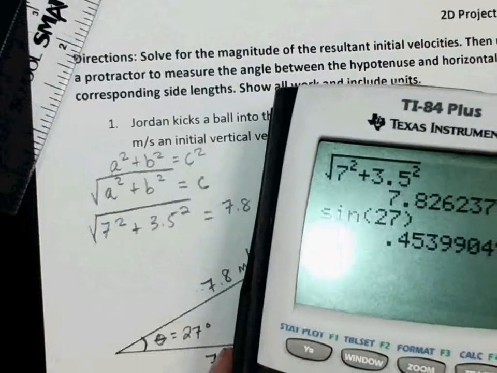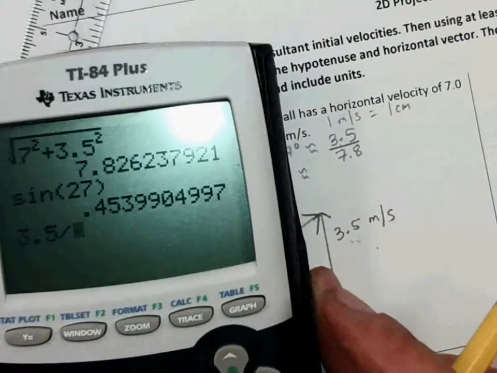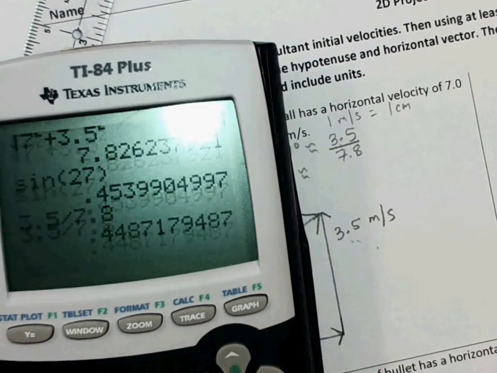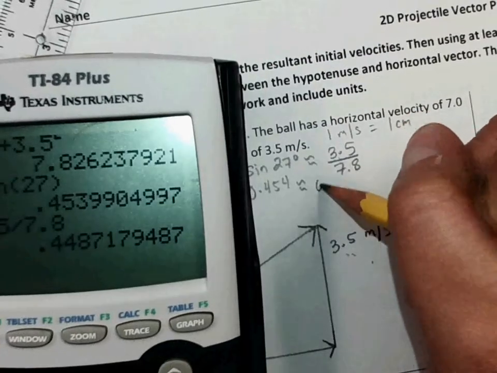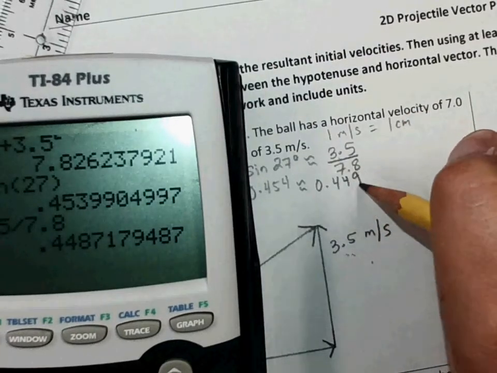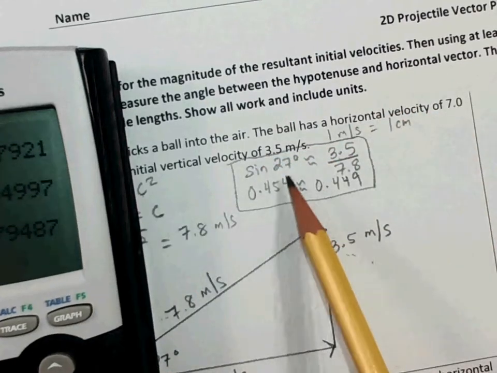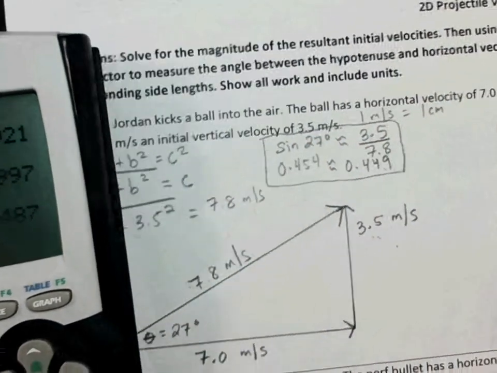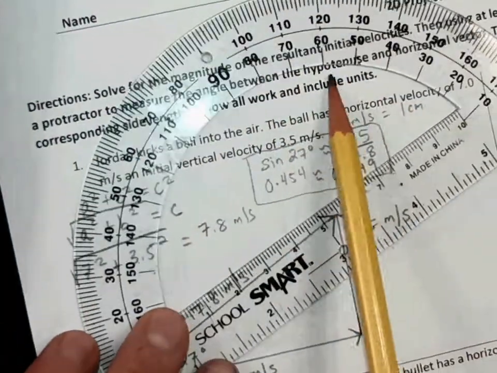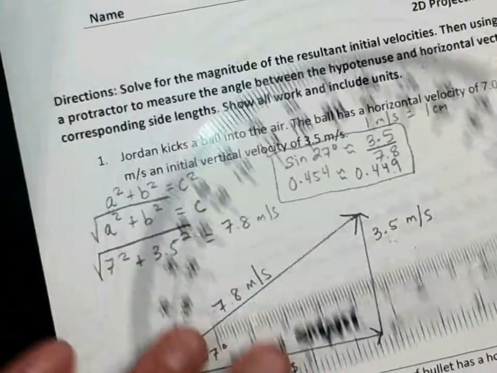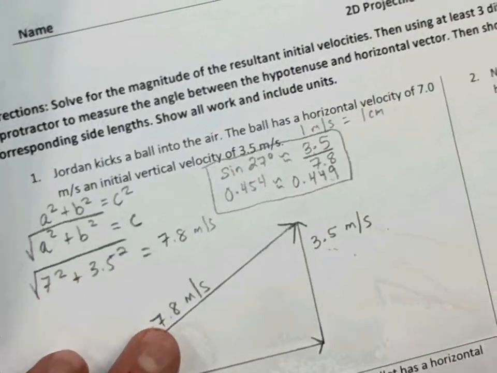So I will calculate now. 3.5 divided by 7.8. Sorry about the glare. And I get 0.449. So that is approximately equal to 0.449. I'm going to box that in so it's easy for me to see later. The reason there's a slight discrepancy is because our measurements are not perfect. There is some error in how I'm measuring the angle. I can't do everything perfectly, but I can show that they are approximately equal.